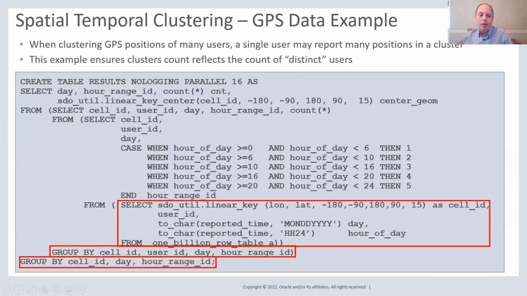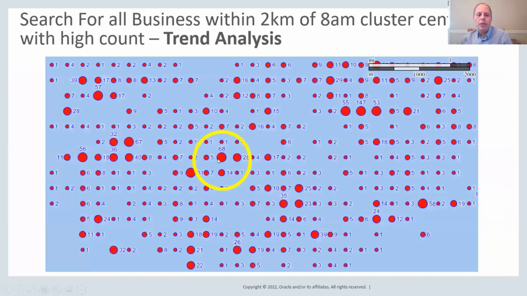And now I can do a second group by, which will make sure that each user, when I have these counts, is associated with distinct user IDs. So 68 different cars came through here. But now I can do really powerful trend analysis.